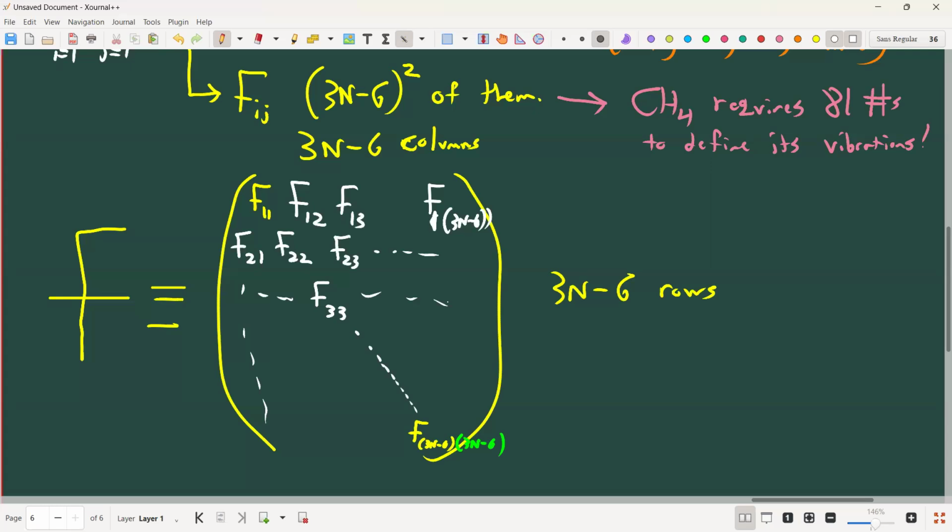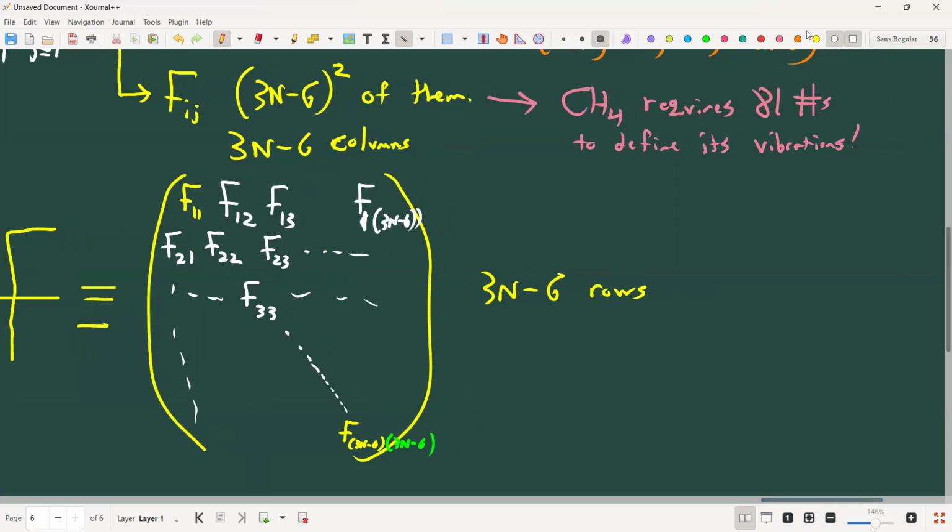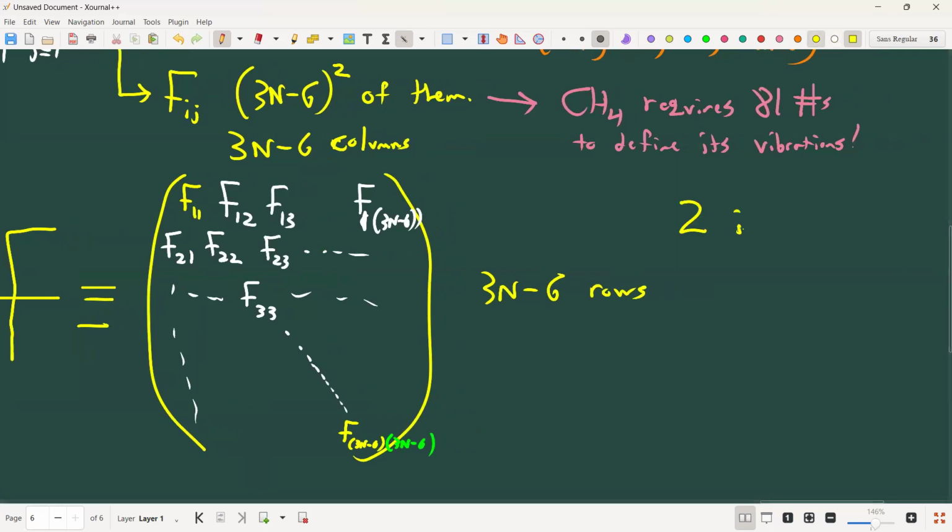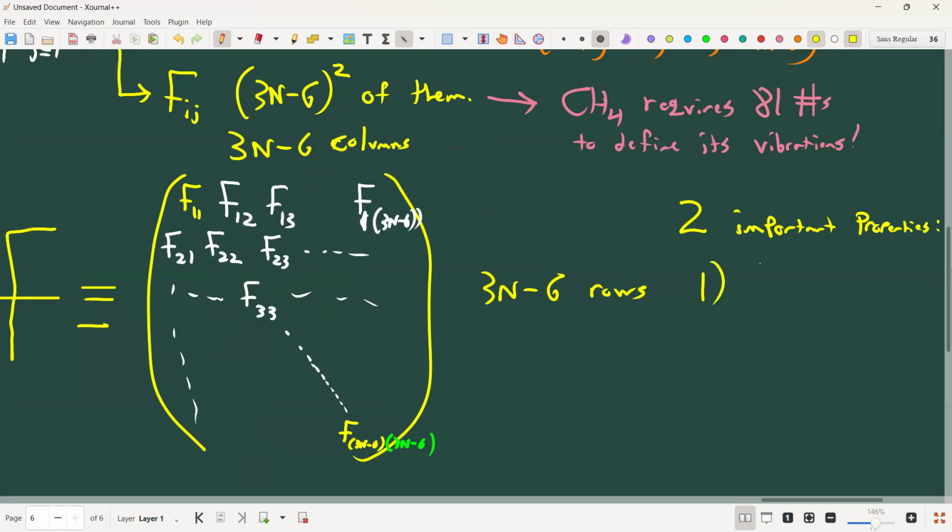What are some properties of this? There are 2 important properties. First of all, one is that all of them are positive. There are no negative numbers in this big matrix of numbers. All positive numbers, right? Because everything's at a minimum. The second derivatives are all positive. There's one other property. F12 is equal to F21. This is a property of second derivatives.